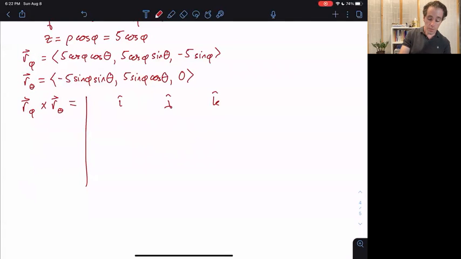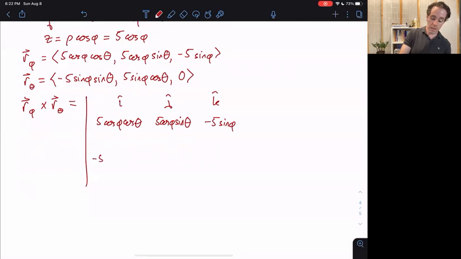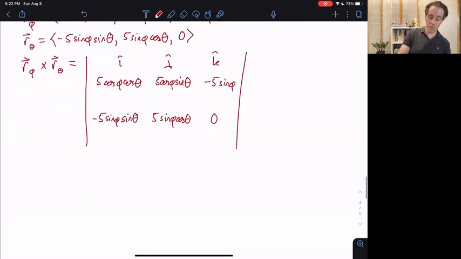And the r_phi is 5 cosine phi cosine theta. The j component of that is 5 cosine phi sine theta. And then the k component is negative 5 sine phi. r_theta is negative 5 sine phi sine theta. The j component is 5 sine phi cosine theta. And the k component, thank goodness, is 0. I'll probably need more space than that.